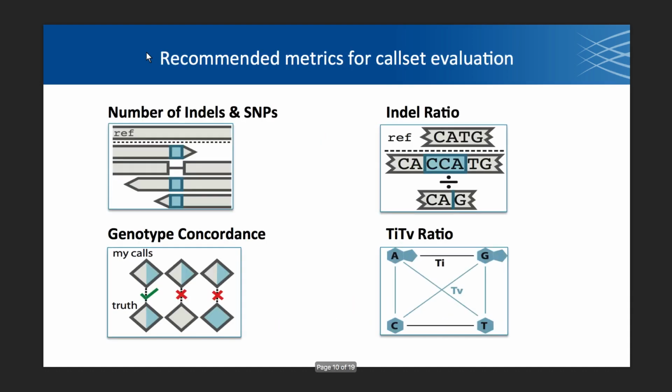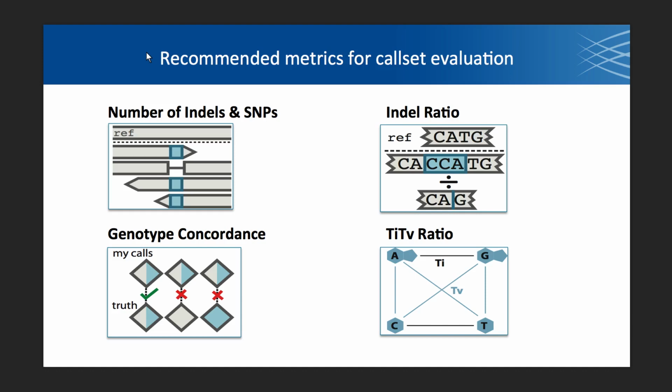All right, so what are the metrics that we look at? I talked about the number of SNPs and indels. We know what SNPs are, we know what indels are, so that's easy to understand. That can be calculated for the entire cohort, or it can be calculated at a sample level and you can look at a distribution. Indel ratio is the ratio of insertions to deletions. So basically, how many insertions did I have? How many deletions did I have? And you can just look at that as a number.